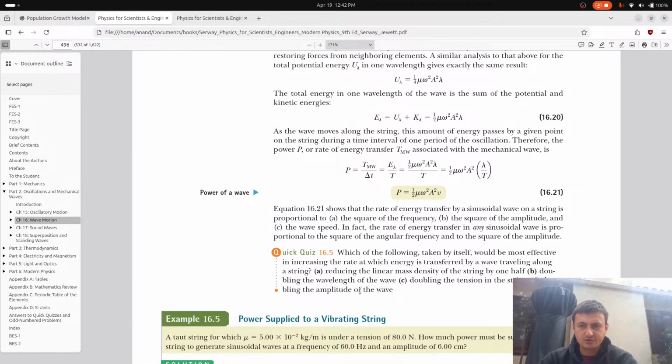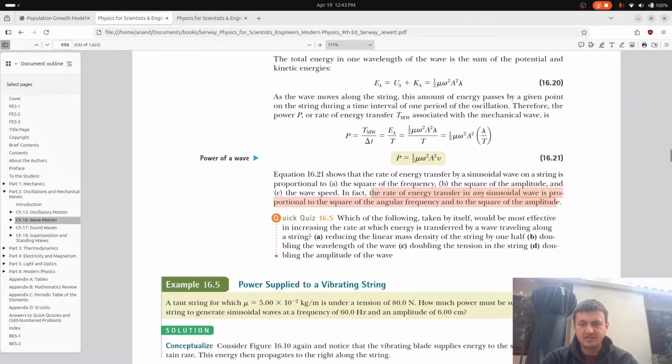Equation 16.21 shows that the rate of energy transferred by a sinusoidal wave on a string is proportional to the square of the frequency. Yeah, okay, that's good to know. The square of the amplitude and linear with the wave speed. In fact, the rate of energy transfer in any sinusoidal wave is proportional to the square of the angular frequency and the square of the amplitude. Which of the following, taken by itself, would be the most effective in increasing the rate at which energy is transferred by a wave traveling along the string?